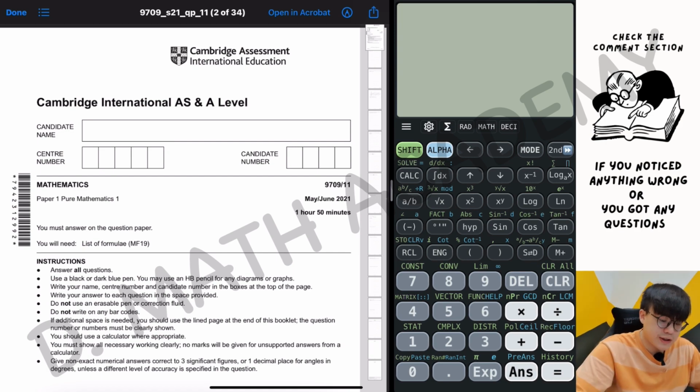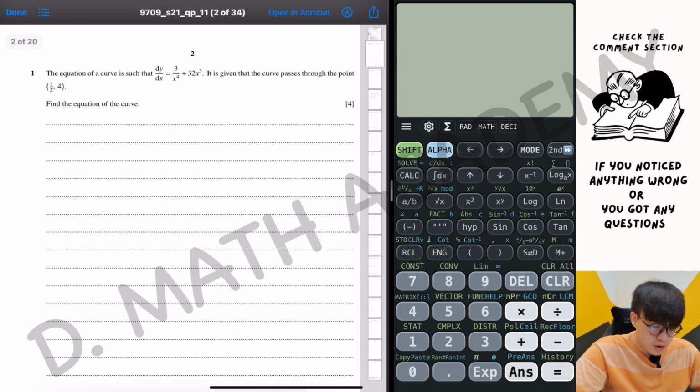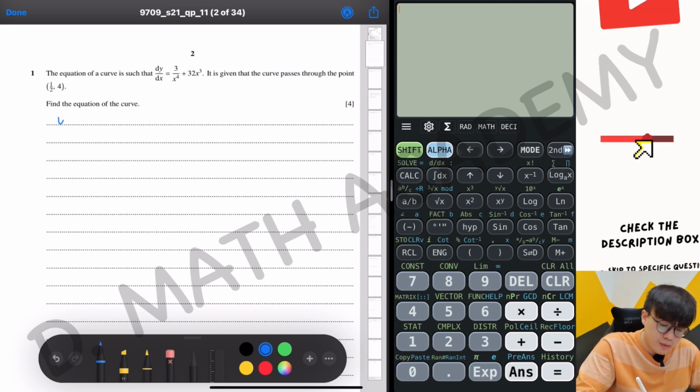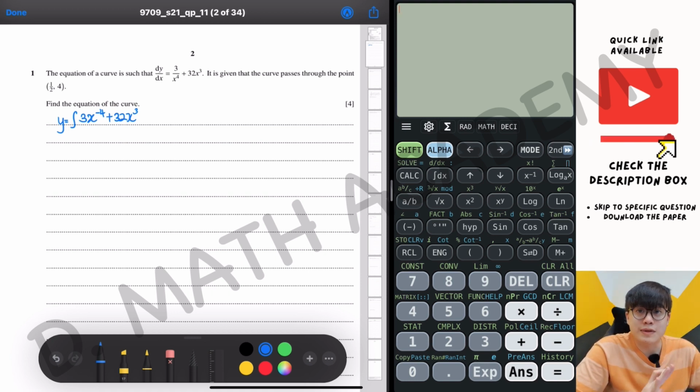So our first question is actually regarding identifying the equation of a curve. For this, clearly we are required to use integration. So the first step that I'm writing down will be y equals the integral of 3x to the power of negative 4 plus 32x to the power of 3. You should notice that I made some adjustment to what we have here, because if I leave it as a fraction, I can't really solve it.